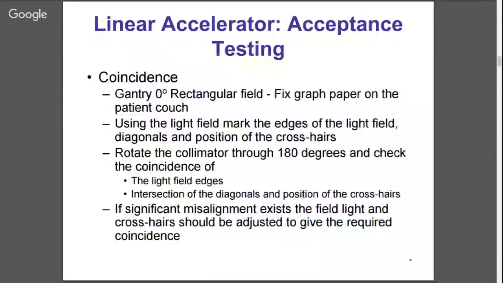Okay, and I'll show some images of this on the next slide. We're going to set up the graph paper, project the light field onto this graph paper, which is fixed on the couch, and then we're going to check the coincidence of light field edges and the intersection of diagonals and positions of the crosshairs. If we see any significant misalignment in these parameters, then we're going to have to adjust to give the required coincidence.